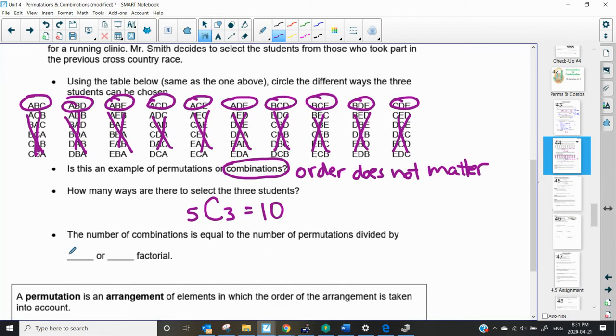And so if we look at the relationship between permutations and combinations, it says the number of combinations, in this case 10, is equal to the number of permutations, which was 60, divided by 6. Well, 6 is also 3 factorial. So 60 divided by 3 factorial would give us 10.